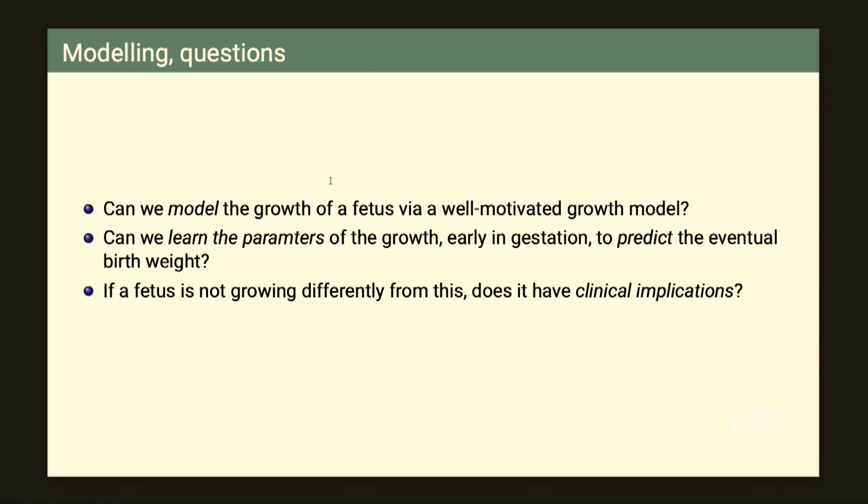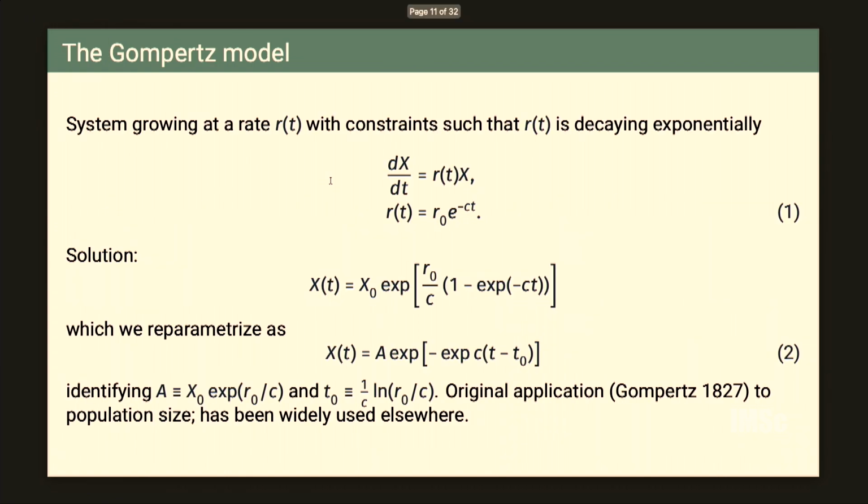So this is a quick outline of what we did here. The model we used is the Gompertz model, which some of you would be familiar with. It's a model of constrained growth that was originally developed for populations in the 19th century, but it's been applied to a whole bunch of other areas. The basic idea is that you are growing at a rate R, which itself is decaying exponentially. The solution for this looks like this, which is how it's often written in the literature, but we like to reparameterize it as this, which also is used in the literature, and it has advantages.